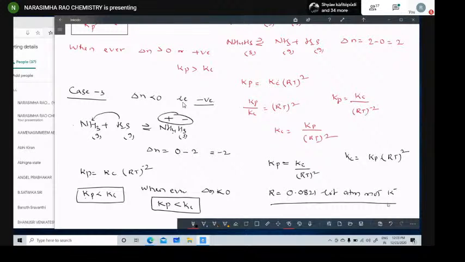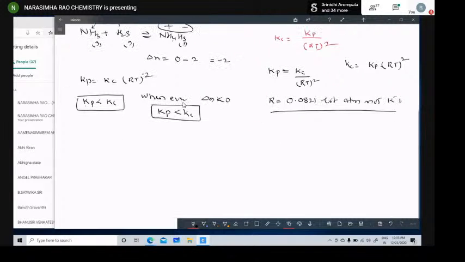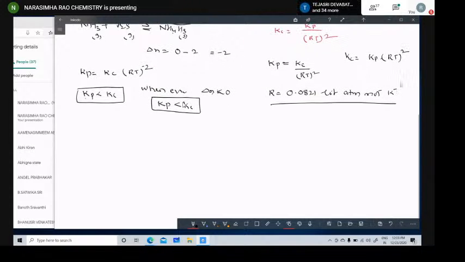First case, second case, third case. Three cases. Clear? Is anybody having a doubt regarding these cases? Sir, third case once again, sir. Not getting it?